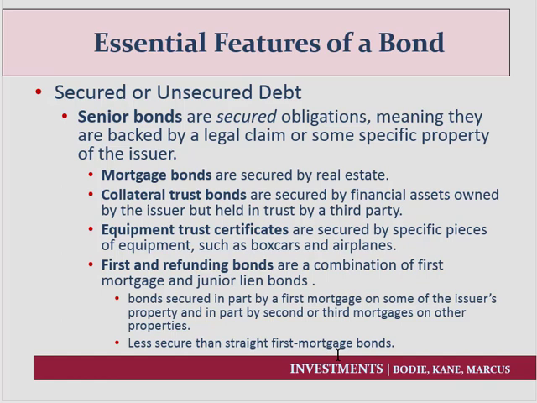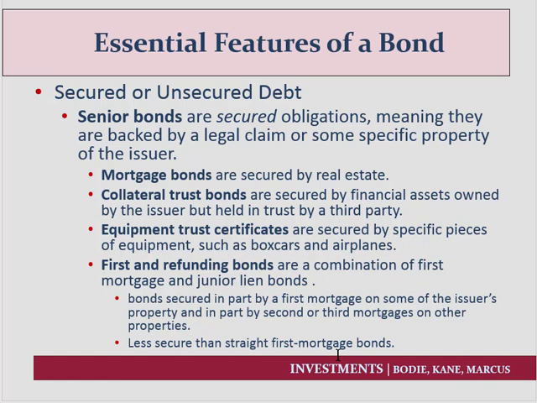We can also identify bonds by what's referred to as seniority, right? A senior bond is a bond that has security. It has collateral. There are several types of these. Mortgage bonds are secured by real estate. Collateral trust bonds are secured by some financial assets that are owned. Maybe it's an investment portfolio that the corporation has. There are also equipment trust certificates. This is kind of like a car loan where the car is the security for the loan.